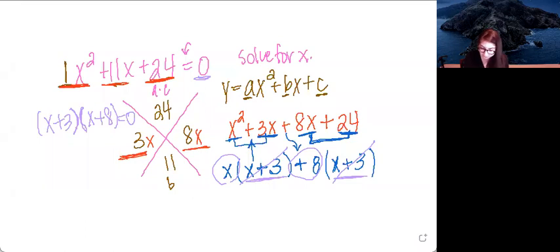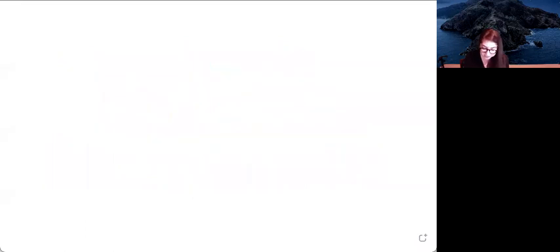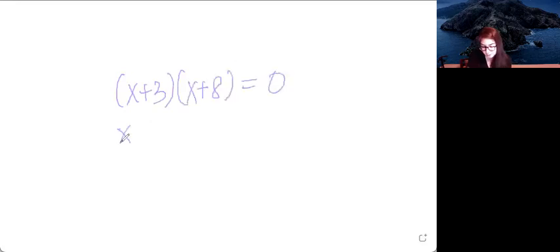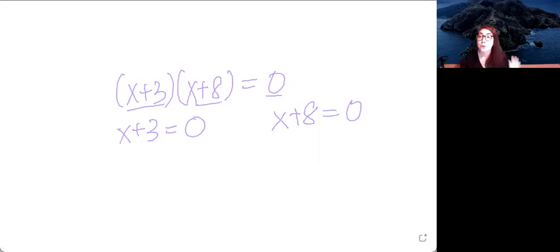Well, let's just clear the board. So we have x plus 3 and x plus 8 equals 0. Now I'm going to set x plus 3 equal to 0. That's the first factor. And the next factor is x plus 8 equals 0. So once you have your factors, you can set each factor equal to 0.